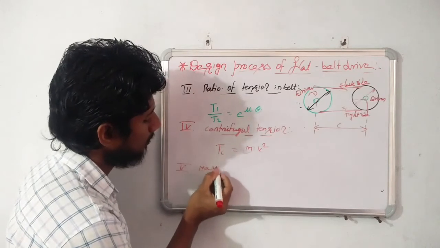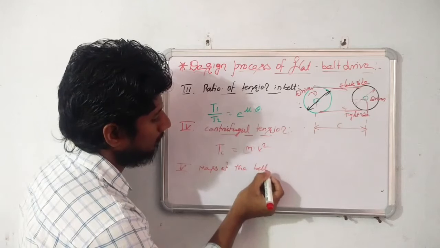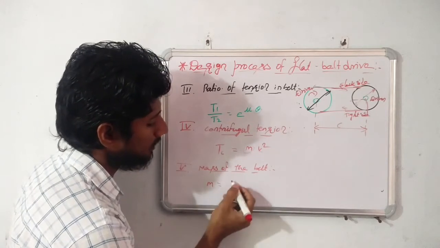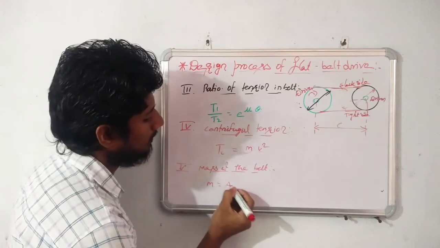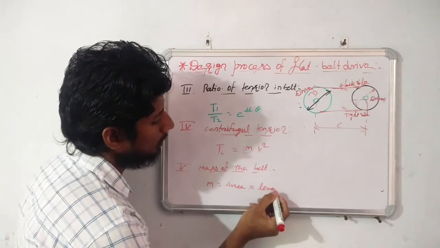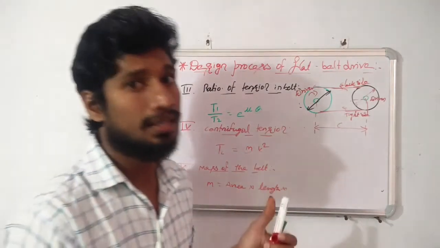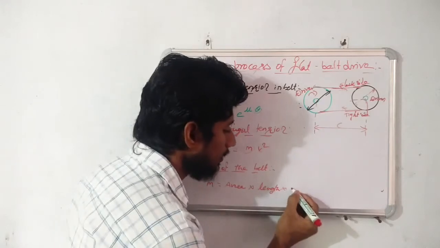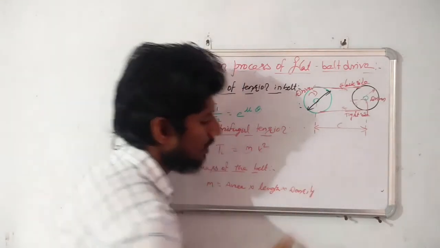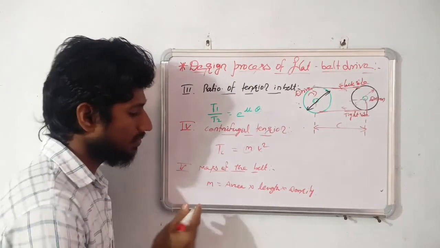Mass of the belt is denoted by small m. So that is equal to the area of the belt into the length of the belt, and after that the density of the belt material. So with the help of this one, we are going to find out the mass of the belt.